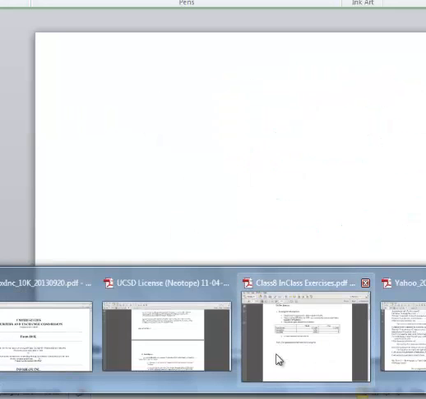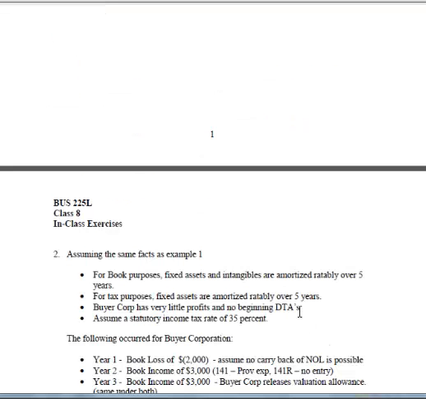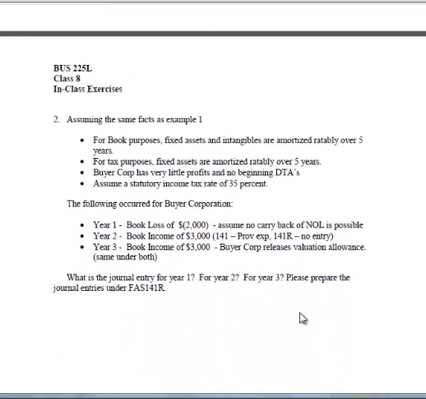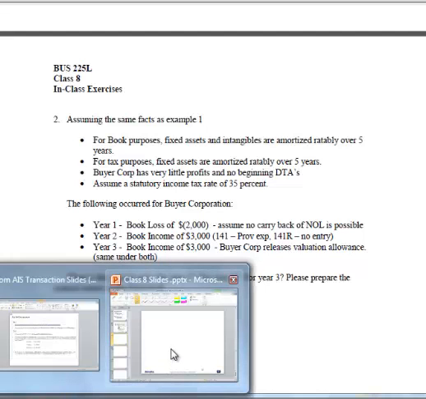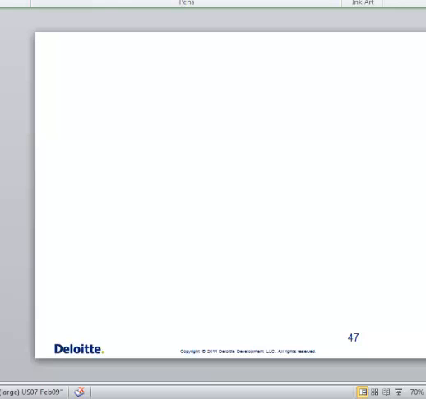Let's go on to year one: book loss of 2,000, assume no NOL carryback if NOL is possible. Okay, so let's go and do the year one provision. We had a book loss of 2,000, and that included amortization of 1,000 and depreciation of 400. Is that right?